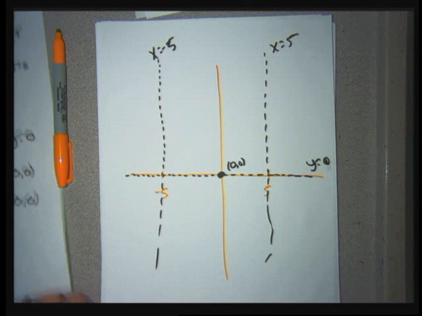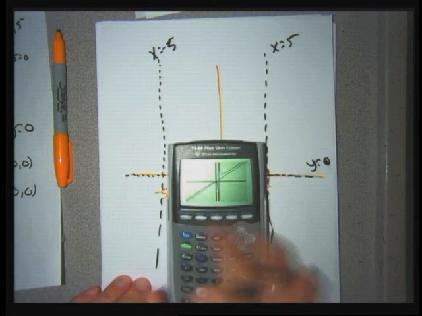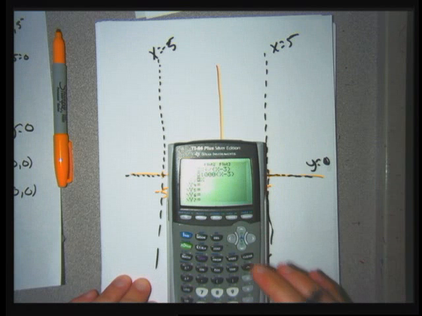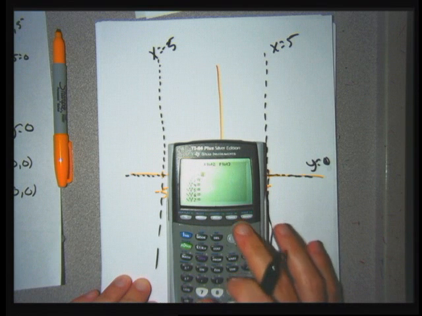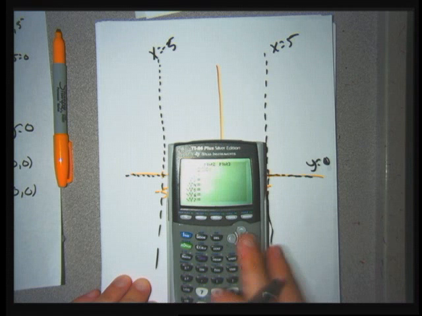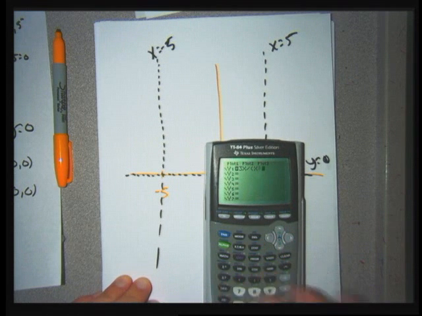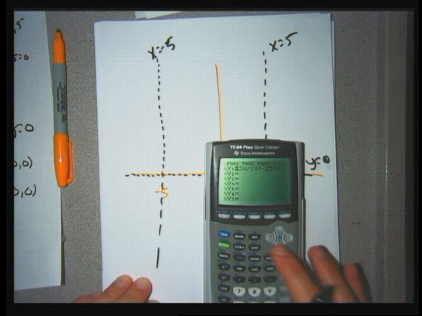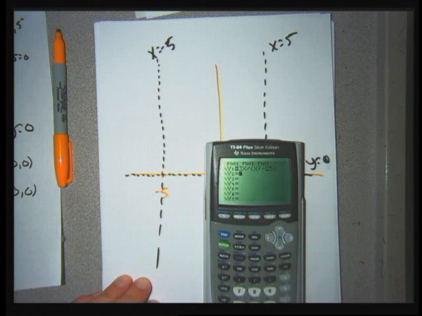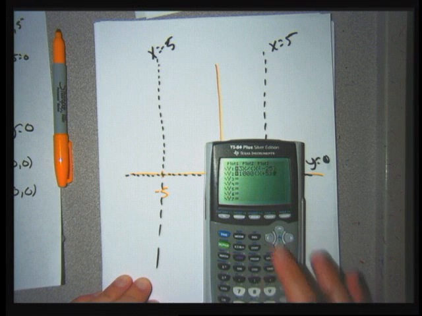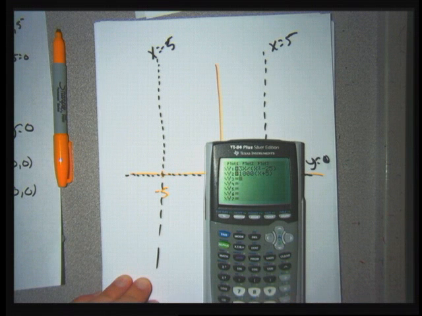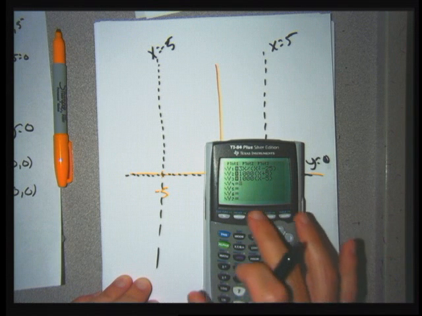Now I need to get a window to show the impact of everything. Turn my y equals on, clear, clear, clear, do 3x divided by x squared minus 25. Notice every time I put my denominator in parentheses and my numerator in parentheses, and then 1,000 times x plus 5 will give me something that looks like the x equals -5. 1,000 times x minus 5 will give me something that looks like x equals 5. Let me zoom standard and see what happens.